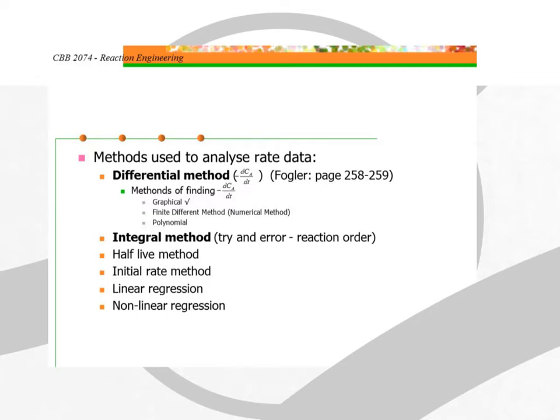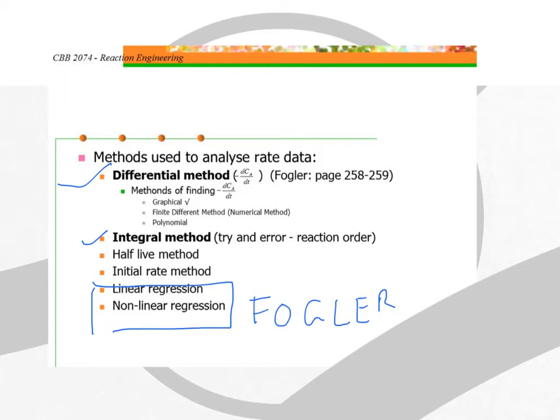There are several methods that we can use to analyze the rate data. There are the differential method, the integral method, as well as some other methods. We are not going to address these two methods in detail, but you can read further from Fogler's book. In the differential method, there are several types of analytical method: graphical method, finite difference method, as well as polynomial method. In the integral method, it's just trial and error. Basically, you guess different orders, then you plot different types of graph.